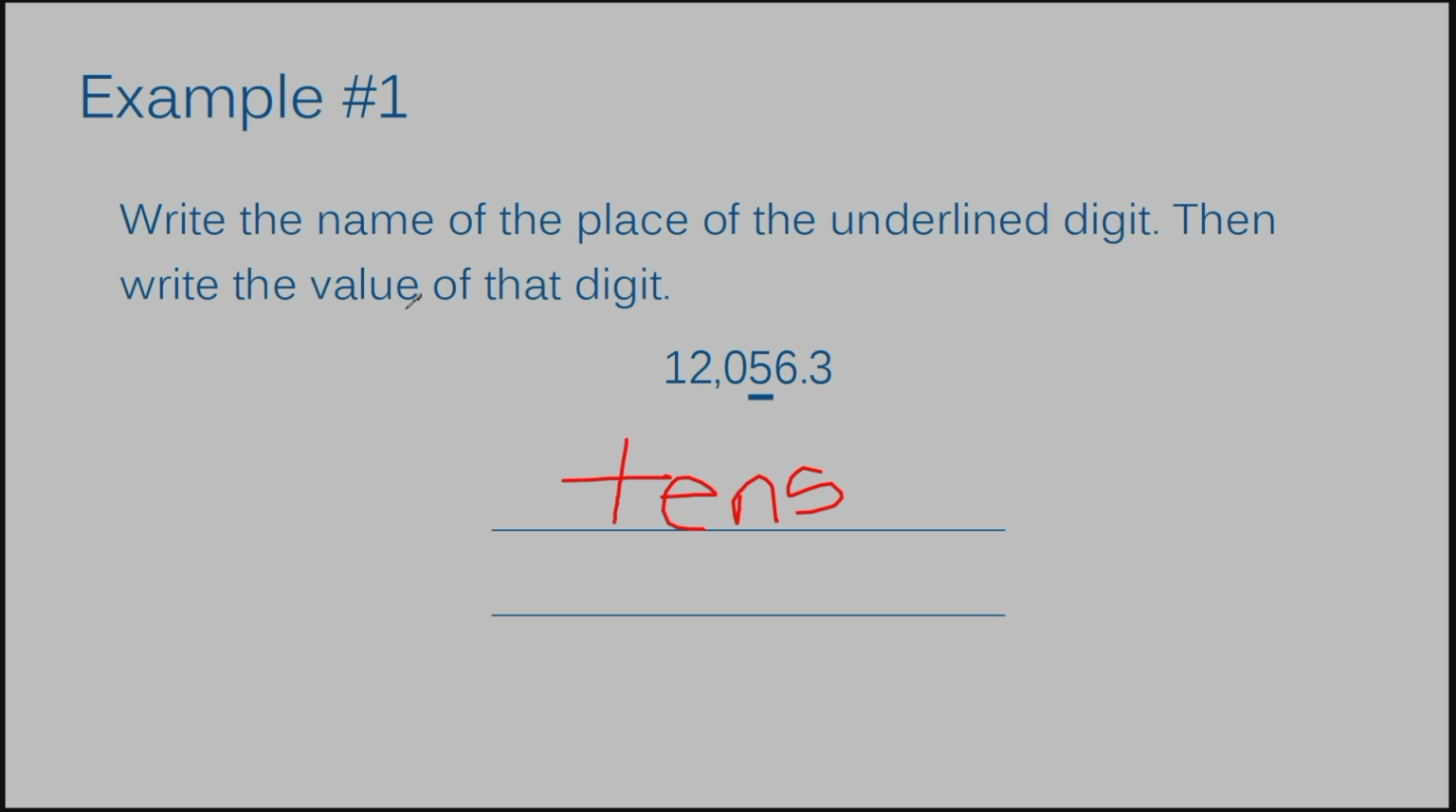Then write the value of that digit. Okay, what do they mean when they say write the value of that digit? Let me tell you what they mean. Every single number here, every digit you see, the 1, the 2, the 0, the 5, 6, and the 3, they all have a value that it gives this particular number.